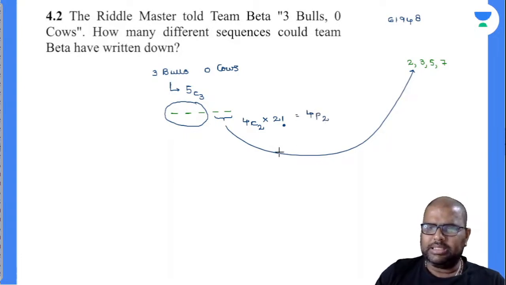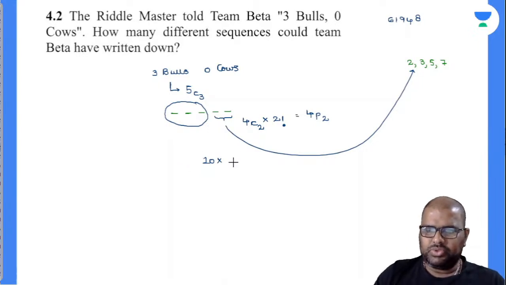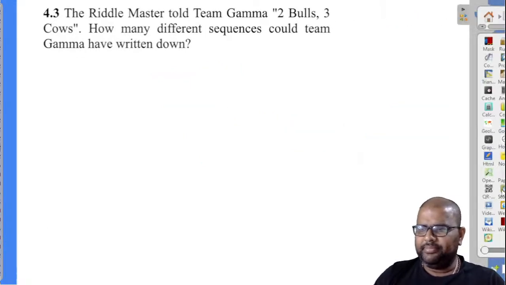What will be the answer there? 5C3 is equal to 10 and 4P2 is 4 factorial by 2 factorial. So automatically this will be 12, and 120 is your answer there. How many of you got the same answer there? Quickly done. Let's come to the next one, 4.3.